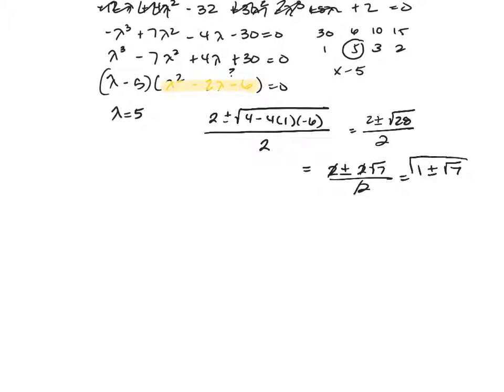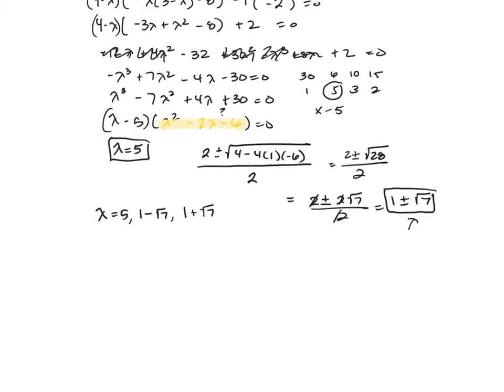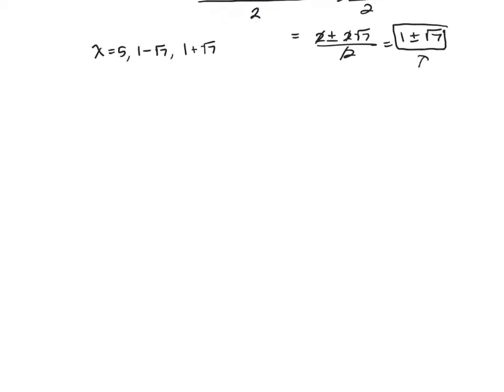So here are 2 eigenvalues, and here is my third eigenvalue. So I have 3 real eigenvalues. One of them is irrational. So lambda equals 5, lambda equals 1 minus rad 7, lambda equals 1 plus rad 7. So now that we have that, we would have some calculator work to do to find the eigenvectors.